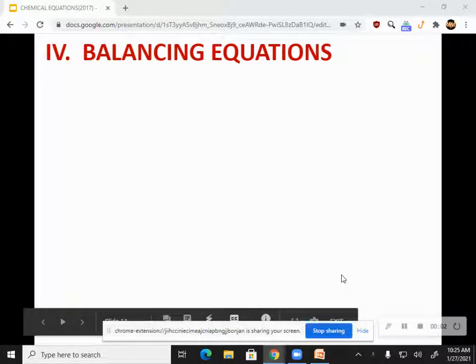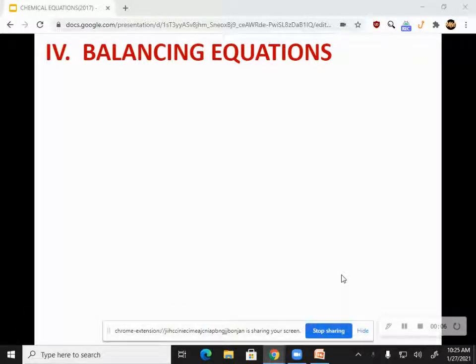All right. So we've understood what equations are. We now understand what the parts are, and now we're going to do balancing equations.